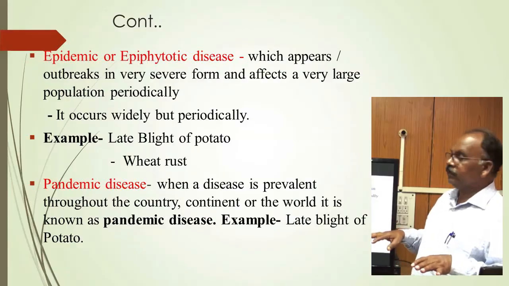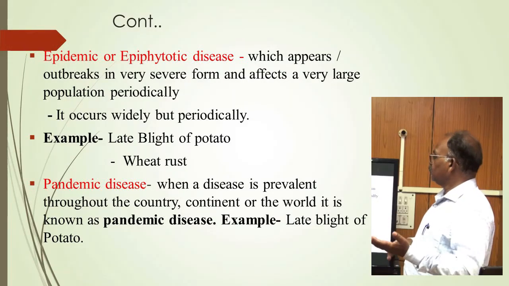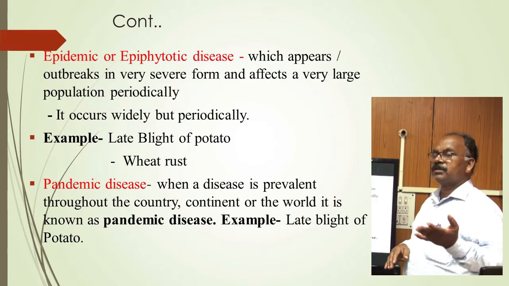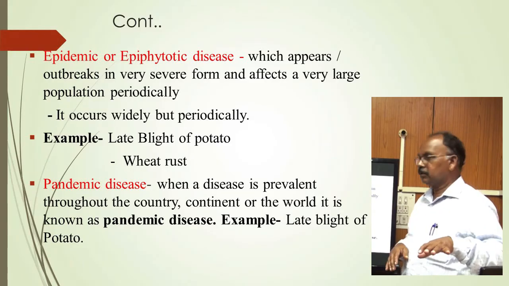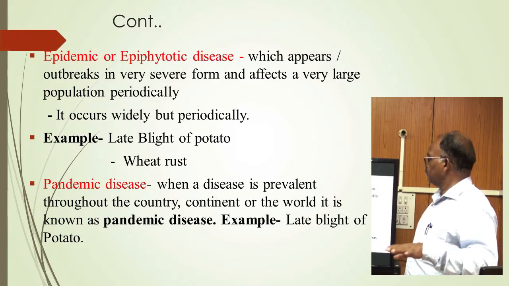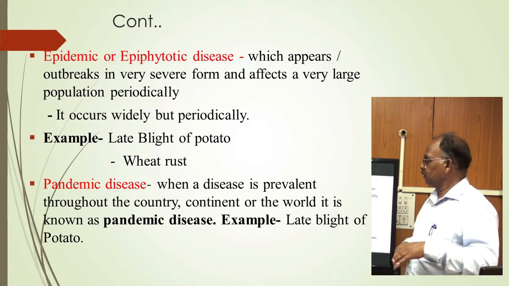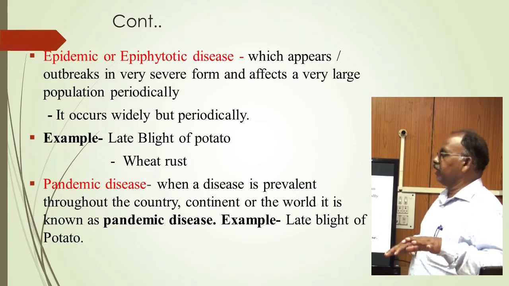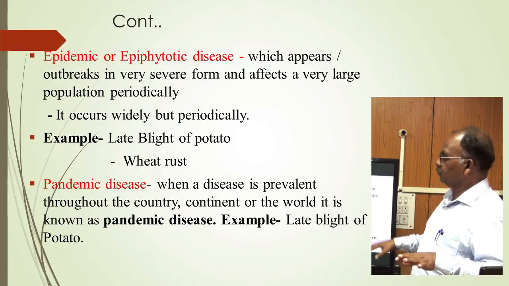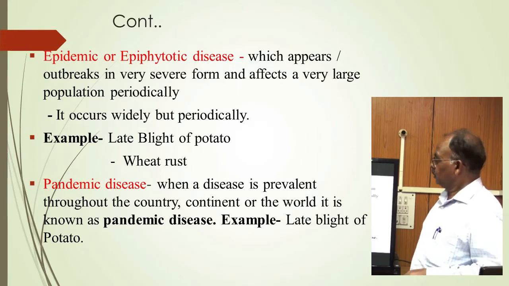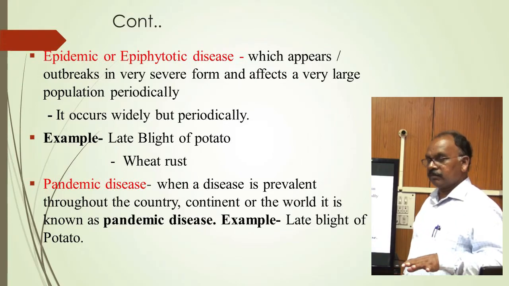Epidemic or epiphytotic disease is a disease which occurs in very severe form and affects a very large population periodically. It occurs widely but periodically. As for example, late blight of potato, that is caused by Phytophthora infestans, and wheat rust, Puccinia graminis tritici.